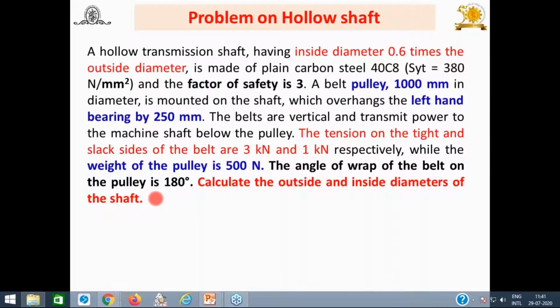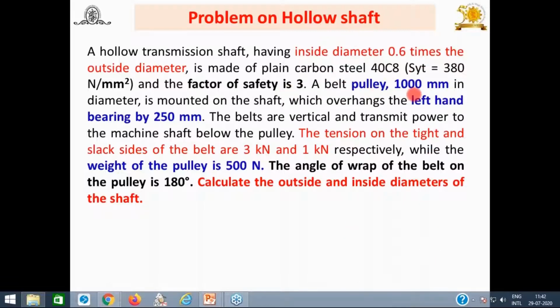And in this statement, it is not mentioned to use ASME code. So what you have to do, tau max permissible you can find out as Syt upon factor of safety. But plain carbon steel means ductile material, so how to find the permissible stress? Tau max permissible is equal to 0.5 Syt upon FOS. You will get the permissible stress.